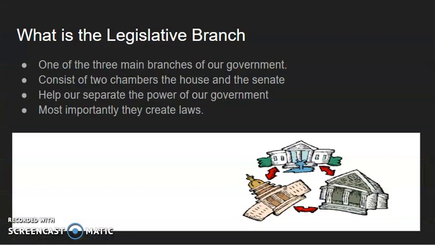So what is the legislative branch? The legislative branch is one of our three main branches of government. They consist of two chambers, the House and the Senate. One of their biggest roles is that they help separate the power of our government, just like the executive branch does, just like the judicial branch does. All three of these work together to create what we know as our government. More importantly, though, they are in charge of creating law.